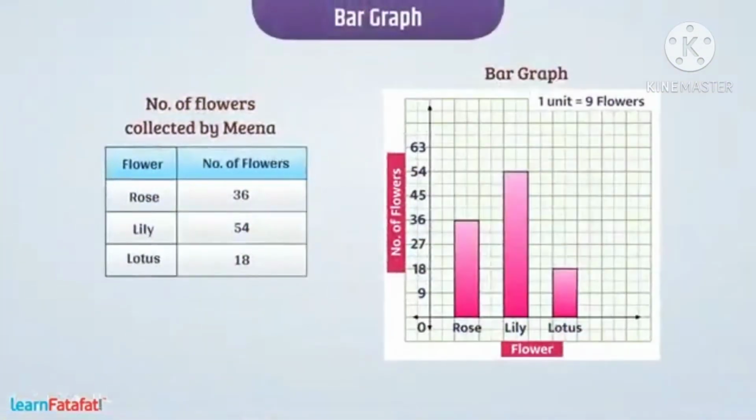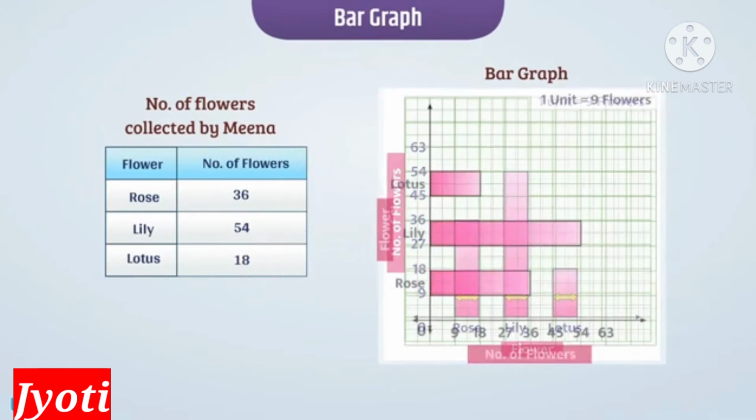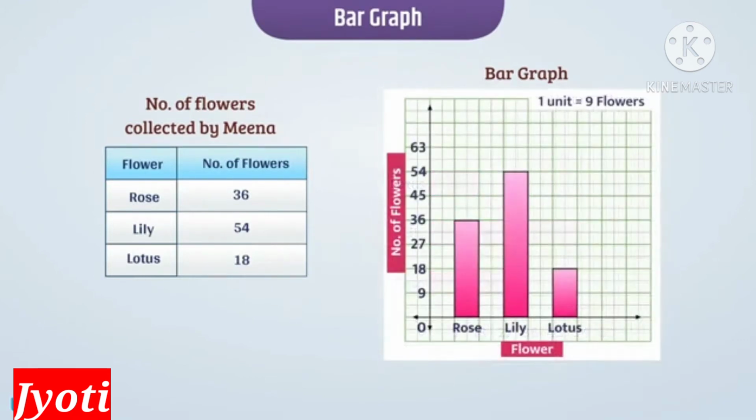Let's start with a bar graph. Let's understand this with an example. In bar graphs, the data is represented in the form of bars of uniform width, drawn horizontally or vertically, with equal spacing between them. Length of each bar is proportional to the data which it represents.